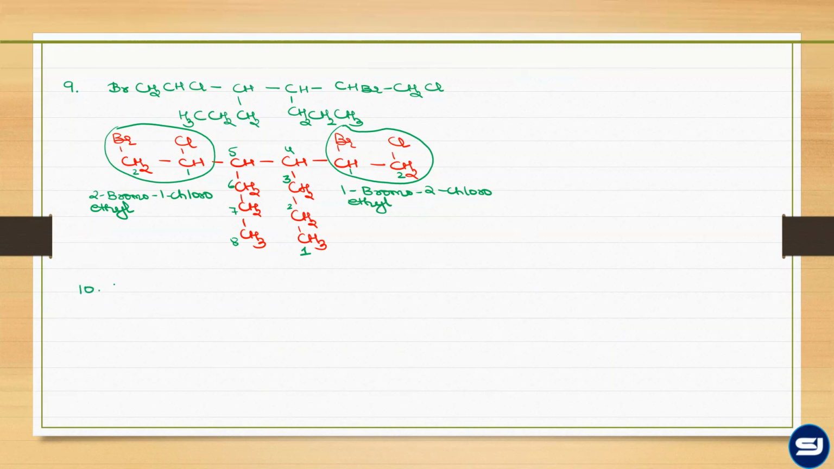Clear? And now the name is simple. 4 पे 1 bromo 2 chloroethyl, 5 पे 2 bromo 1 chloroethyl, and the parent of 8 would be octane. Clear?